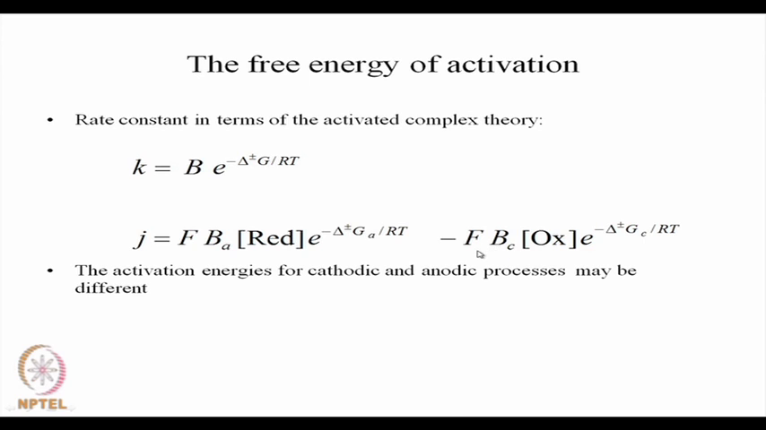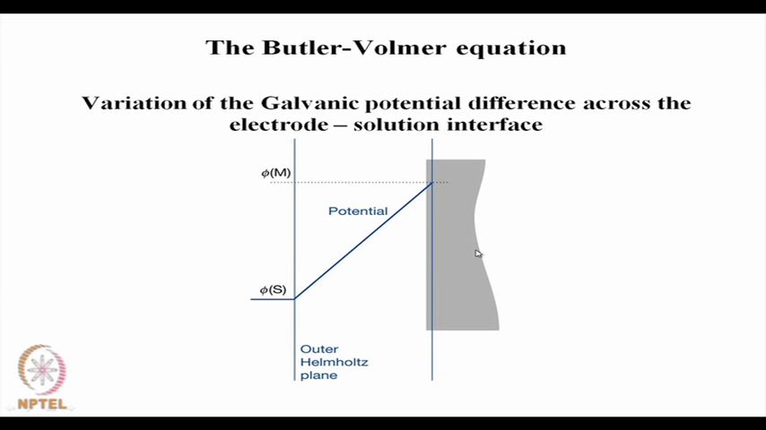Next we will concentrate on the Butler-Volmer equation. There is another equation: variation of galvanic potential difference across the electrode and solution interface. So, this is your metal, this is your solution, phi m, phi s, this is your outer Helmholtz plane. So, this is the potential function as a function of distance. Okay. So, this is phi m, this is phi s, and with distance it follows some curve.